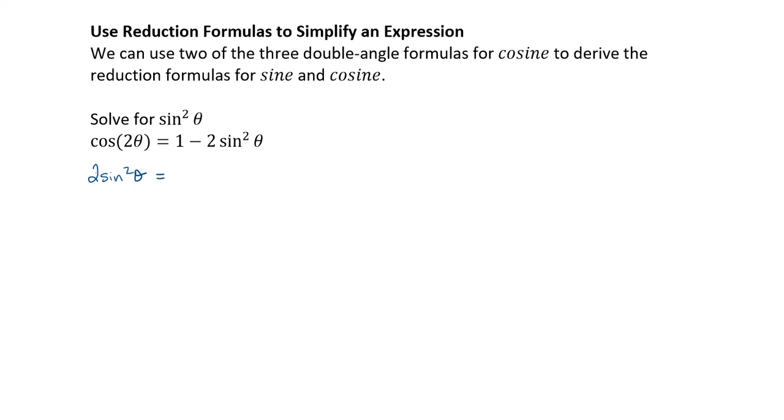And we'll subtract the cosine 2 theta from both sides. This gives me a 1 minus cosine of 2 theta on the right. Now to solve for sine squared theta, we simply divide both sides by 2. So the sine squared theta is equivalent to 1 minus cosine 2 theta all over 2.